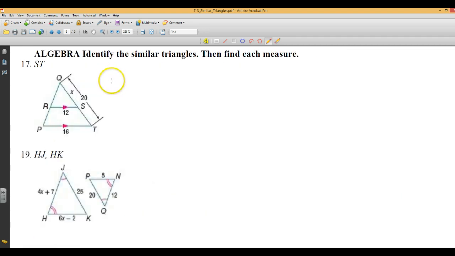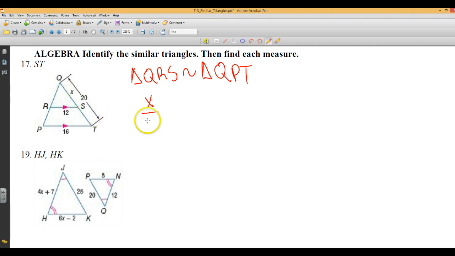For number 17, we want to identify the similar triangles and find each measure. So we would have triangle QRS is similar to triangle QPT. Based off of the sides that we were given, x in the smaller triangle corresponds to this entire side of the larger triangle, which is 20, so x over 20 is equal to a side of the smaller triangle, which is 12, as it corresponds to 16 of the larger triangle.